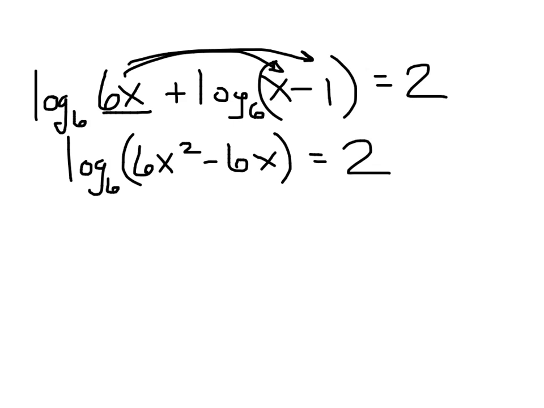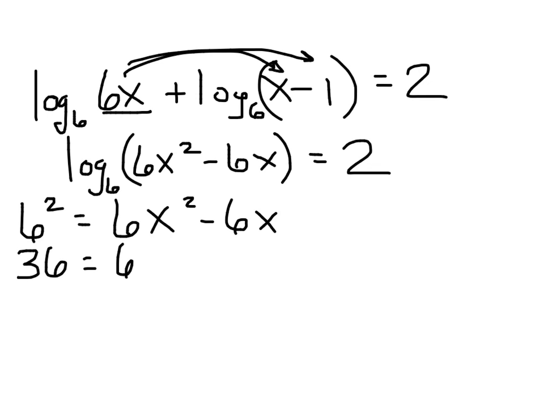Now, did I drop a log off? Sure. How do I rewrite that now? 6 squared equals 6x squared minus 6x. What's 6 squared? 36. Equals 6x squared minus 6x. Again, quadratic. What do you got to do? Subtract 36, so get everything to one side versus the other.